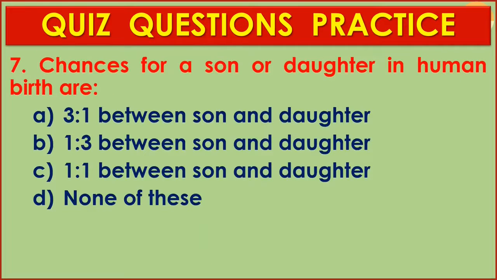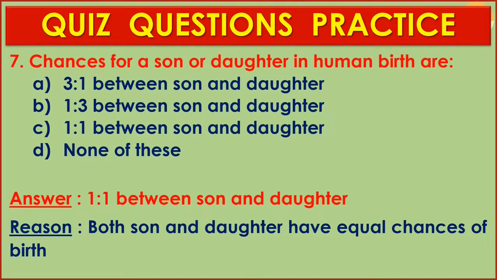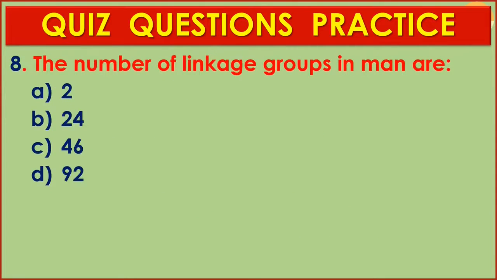Chances for son or daughter in human birth are dash. The options are 3:1 between son and daughter, 1:3 between son and daughter, 1:1 between son and daughter, or none of these. The correct answer is option C, 1:1 between son and daughter, because both the son and daughter have equal chances of birth. Next one is the number of linkage groups in man are dash.